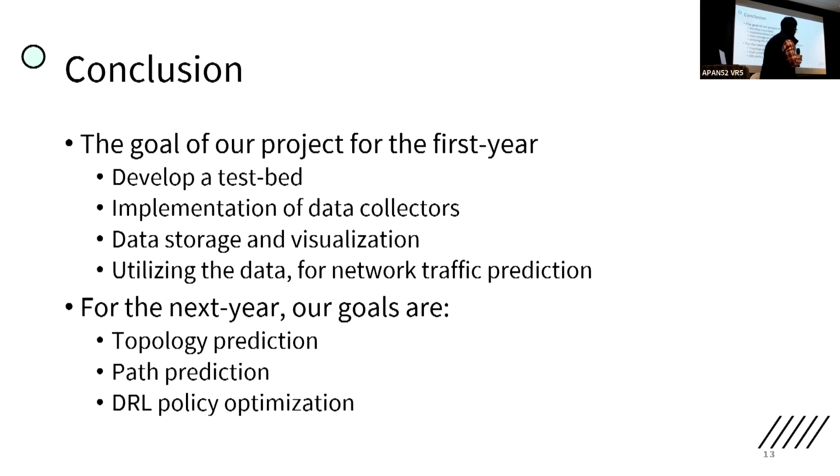For the second year of our project, our goals are to predict the network topology by using a graph neural network. After that, we will be using path prediction from a source to destination, and also we will be using a deep reinforcement learning model for policy optimization. So that's all from my side. If you have any questions, you can ask.